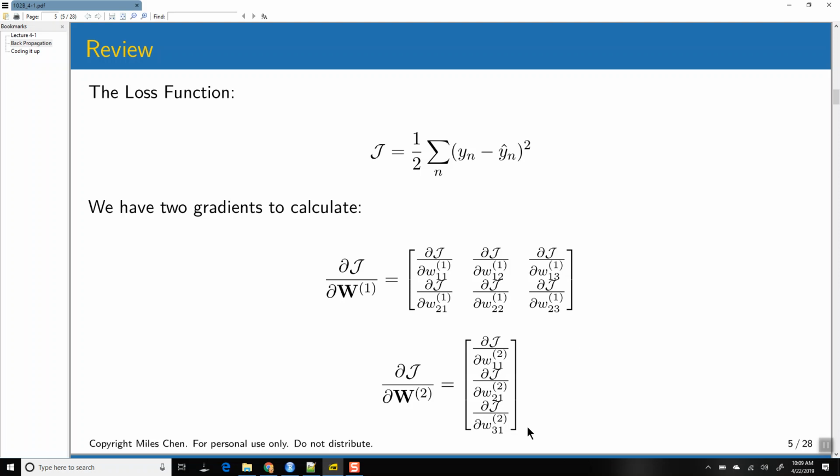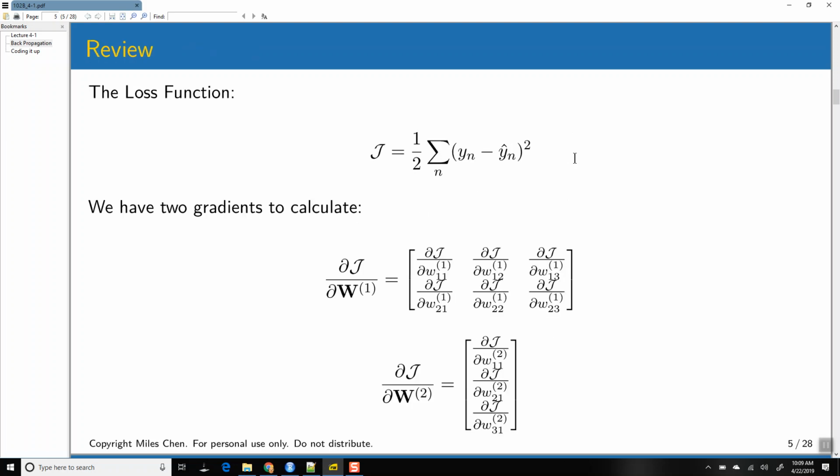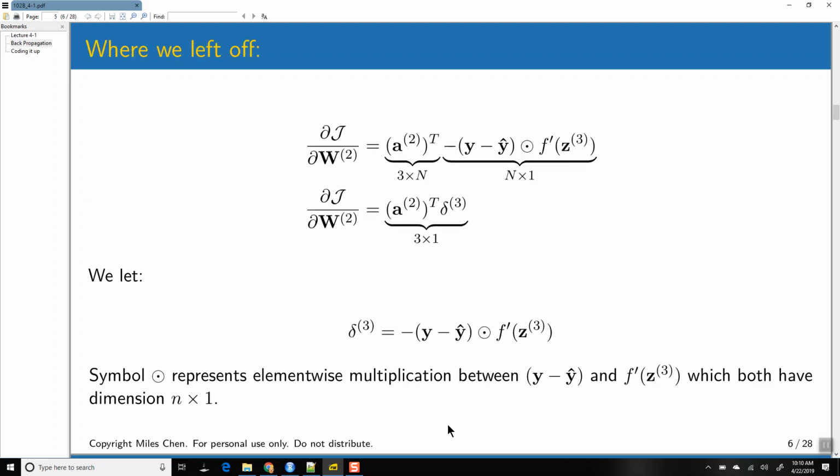Anyway, on Friday we worked through the steps to get dJ with respect to W2, and we arrived here. It involved some rearranging of terms in order for the dimensions to line up. We were able to get rid of the summation sign because, as you're calculating the derivatives and gradients, these partial derivatives, personally, I think it makes sense to work with one observation in the beginning.